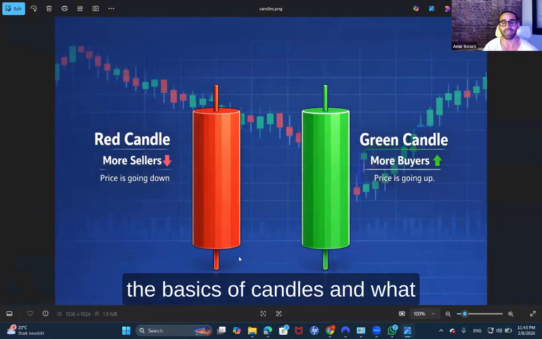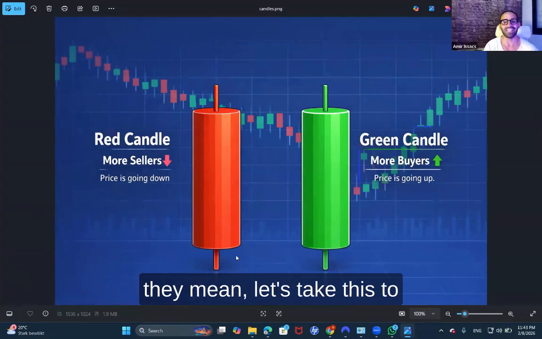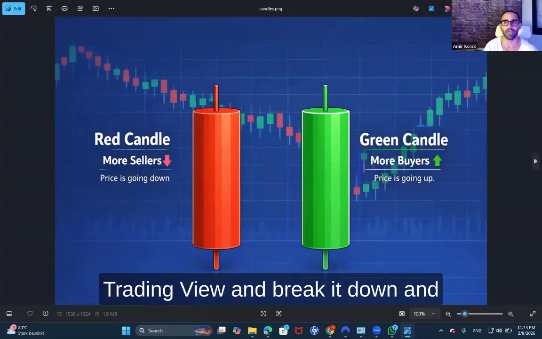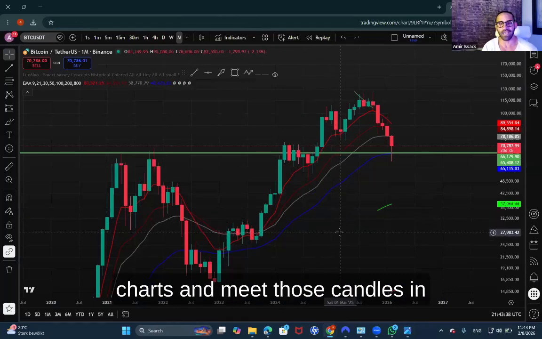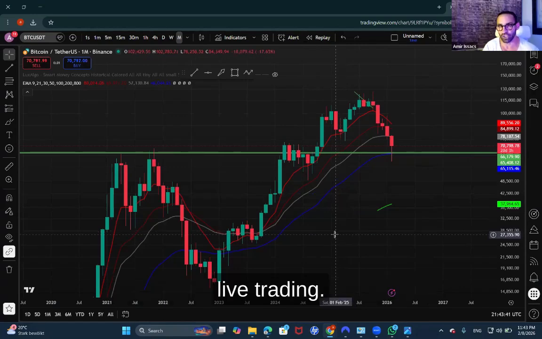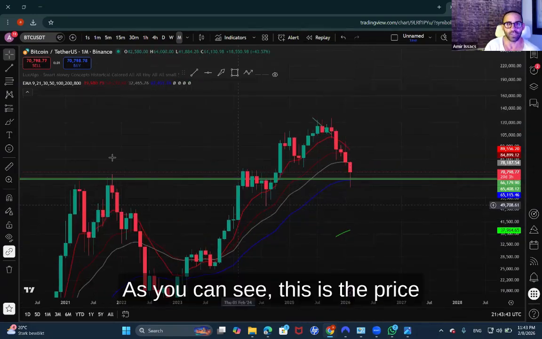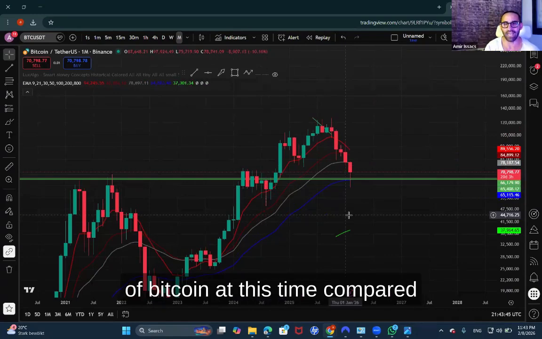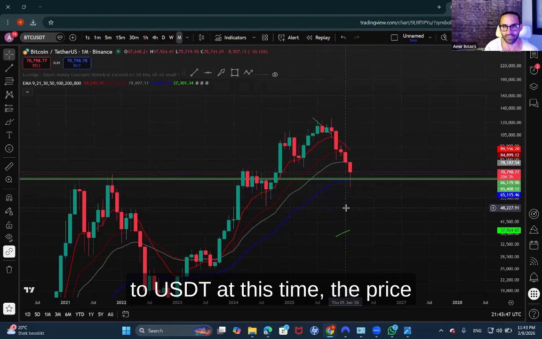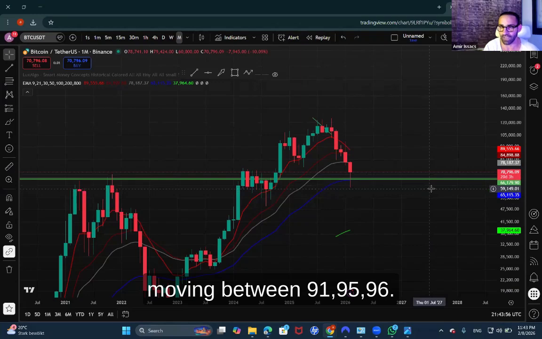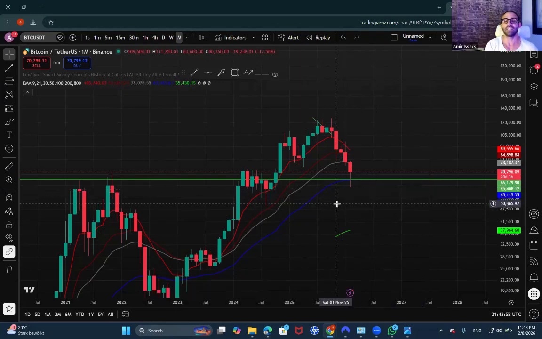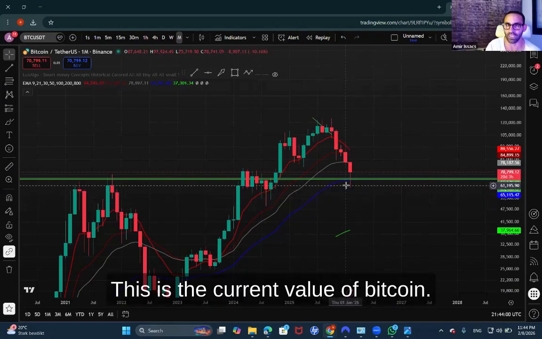Now that we understand the basics of candles and what they mean, let's take this to TradingView and break it down and see how we actually read the charts and meet those candles in live trading. As you can see, this is the price of Bitcoin at this time compared to USDT. At this time, the price of Bitcoin stands at $70,791, moving between $91, $95, $96. This is the current value of Bitcoin.